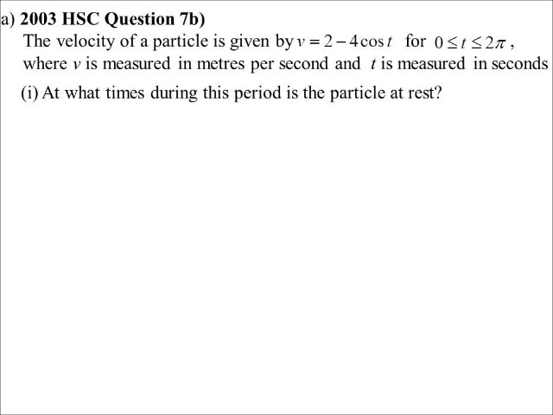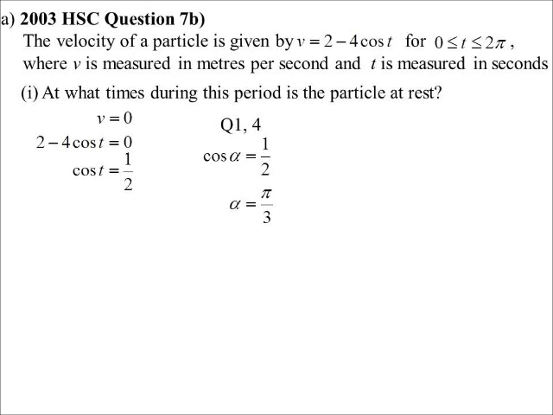At what times during this period is the particle at rest? Oh, well, we just need to solve when is velocity equal to 0. So we have a basic trig equation. Cos t is a half. We know we're in quadrants 1 and 4. The acute angle would be pi on 3.